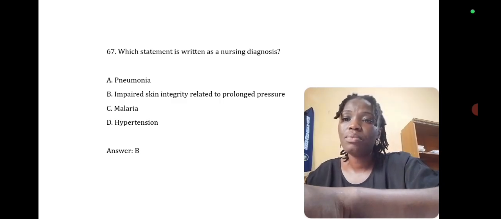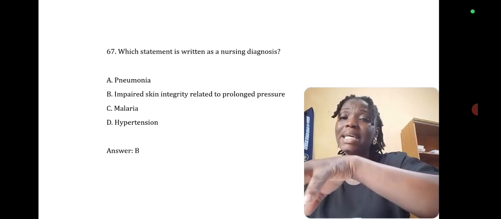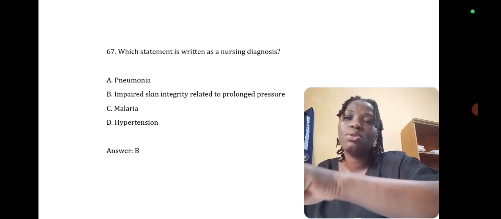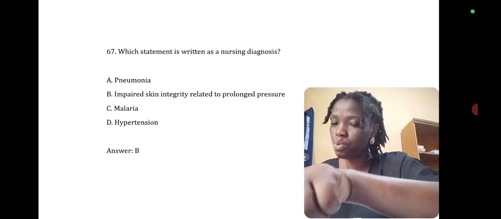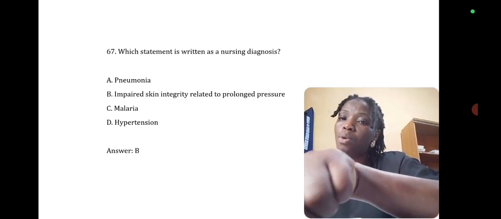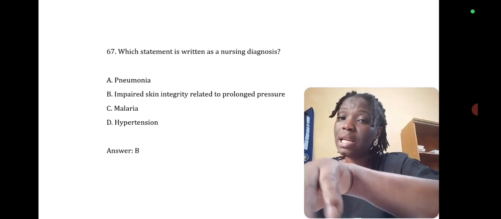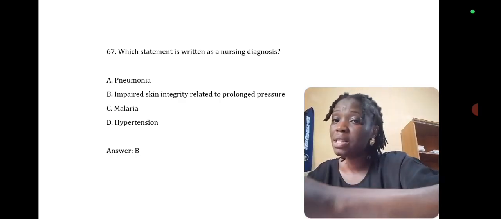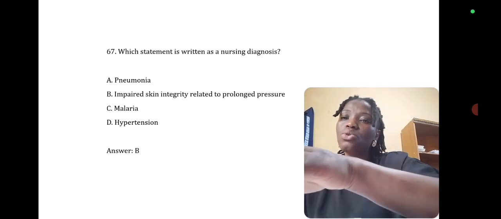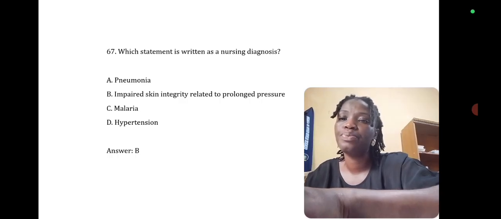Number 67. Which statement is written as a nursing diagnosis? Pneumonia, malaria, hypertension, those are normal diagnoses. Those are medical diagnoses. B is the nursing diagnosis because it's impaired skin integrity related to prolonged pressure. Like I said, with nursing diagnosis, you must relate it. That's even how you write it in your nursing care plan. You must do related to, evidenced by, etc. So the statement written as a nursing diagnosis here is B, impaired skin integrity related to. They must be related to.